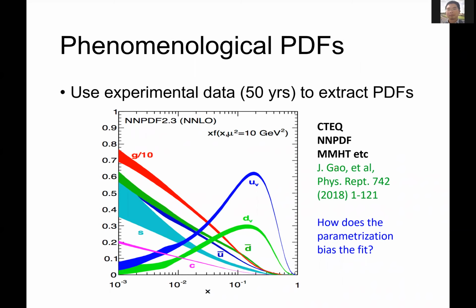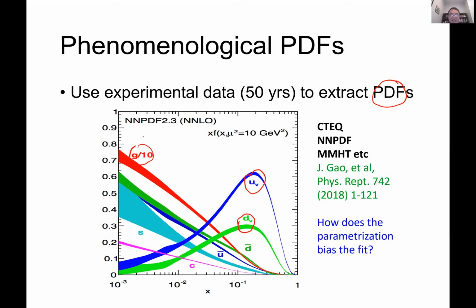So using the last 50 years of accumulated experimental data, you can extract the PDFs. There are dozens of groups around the world doing these kinds of fits: CTEQ, NNPDF, MMHT, etc. Jing Gao wrote a very nice review article that talks about those fittings. From this fitting, you get the up, down, and gluon parton distributions as a function of x.